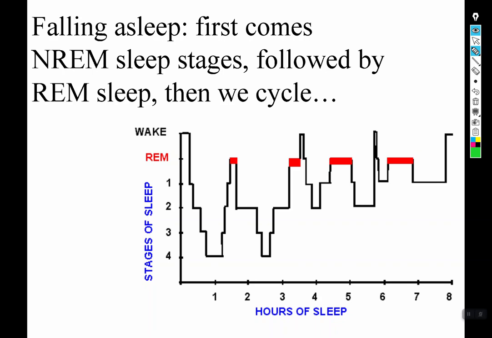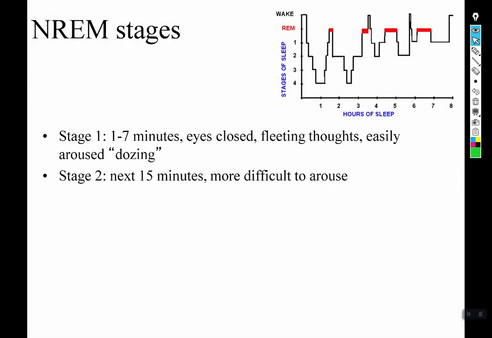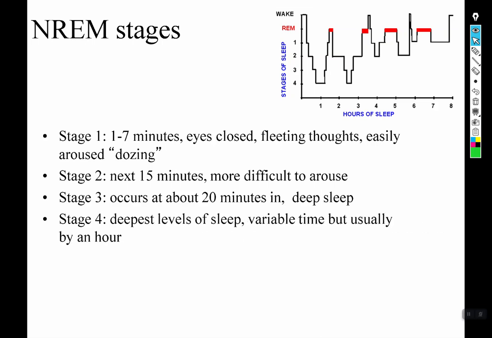So let's look at the stages individually. When we're tired and we begin to doze, that's between 1 and 7 minutes. You are beginning to relax. You have fleeting thoughts. You're easy to wake up, but you're descending into a state of dormancy. This can also be the most pleasant phase of sleep, especially if you're really tired. That feeling of finally being in bed and dozing off and feeling all cozy, oh, that's the best. And that's associated with stage one.